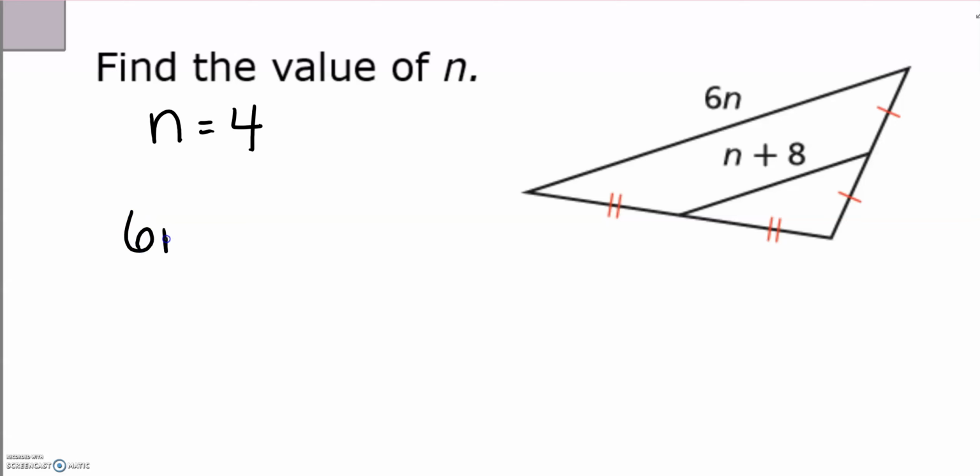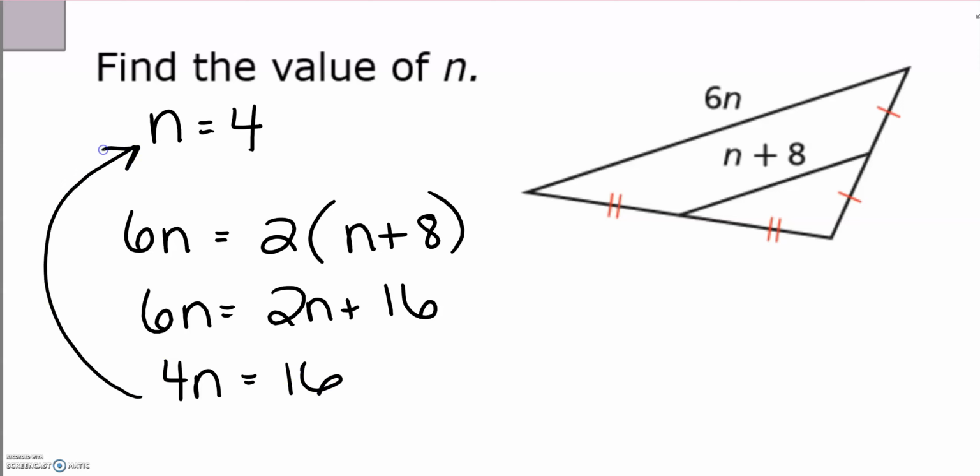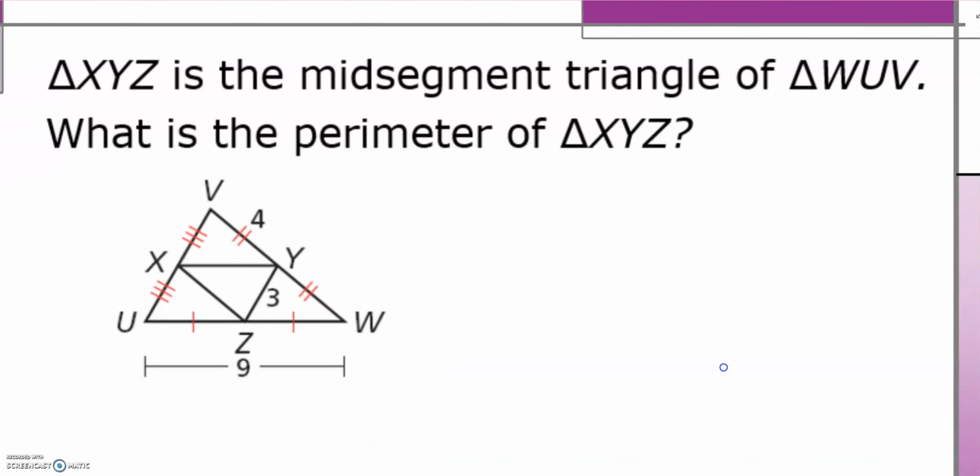quick explanation. 6n, that side, is equal to 2 times the midsegment, n plus 8. So 6n equals 2n plus 16, which means if I subtract the 2n, I have 4n equals 16, which gives me n equals 4. Hopefully we're good with that. Let's move on to the next slide.